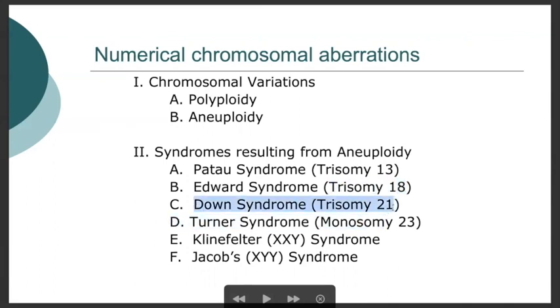Down syndrome is trisomy 21, while Turner syndrome is monosomy 23. When you say monosomy 23, you have only one X chromosome. Klinefelter syndrome is the XXY syndrome, meaning you have an extra X chromosome in males. Jacob syndrome is XYY, and this is an extra Y chromosome.